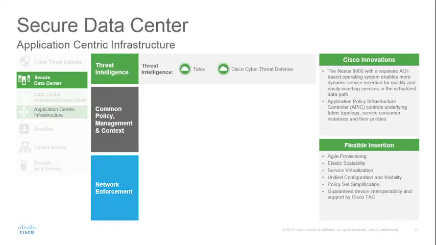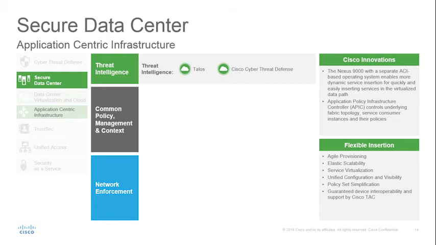Cisco Application-Centric Infrastructure, or ACI, is an innovative, highly secure architecture built from the ground up to deliver centralized, application-driven policy automation and management. ACI delivers software flexibility with the scalability of hardware performance.